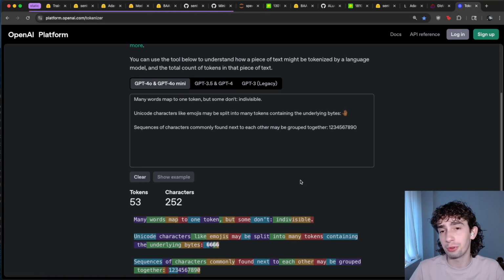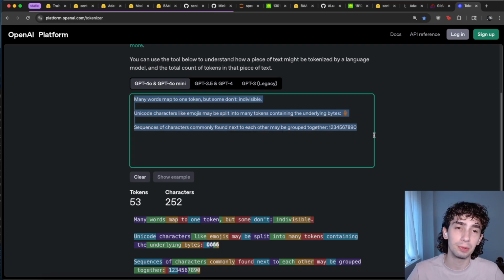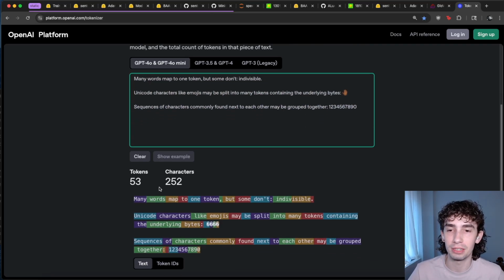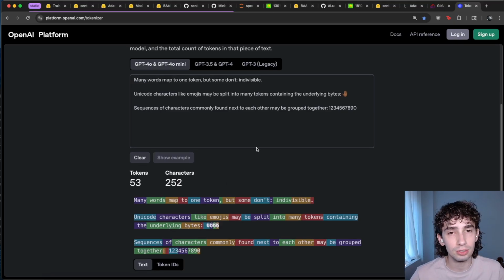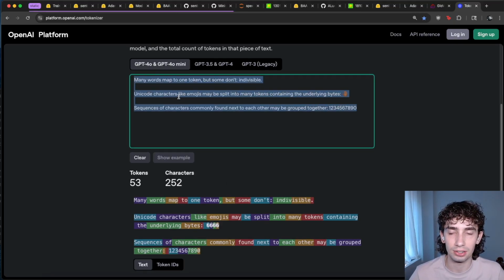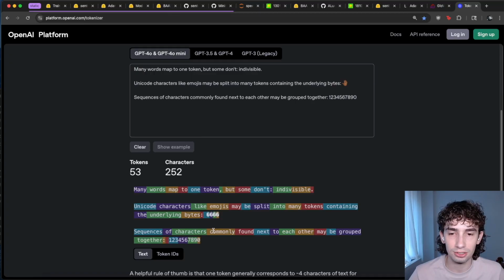It's likely that you're familiar with tokenization because of how it applies to language models. We're taking raw text, and essentially it's going to be split into all of these individual components. So something like "many" is going to be one token, but then this space and "words" is going to be another token. And it's going to take an entire sequence here and essentially chop it up into individual pieces.